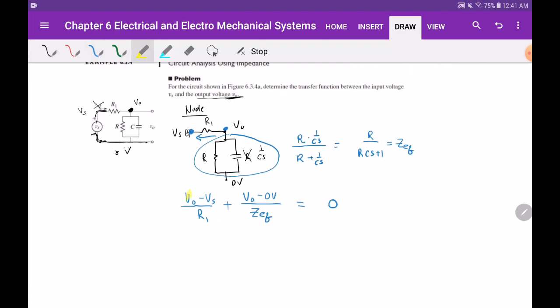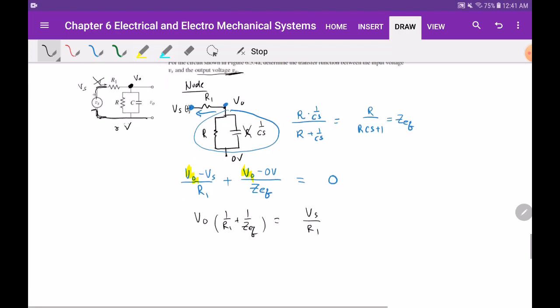So what am I solving for? V out, right? So you have V out times 1 over R1 plus 1 over C equivalent equals Vs divided by R1. And what they want is the transfer function, V out divided by Vs. So this is your transfer function equals 1 over R1 divided by 1 over R1 plus 1 over C equivalent. The rest of it is algebra.